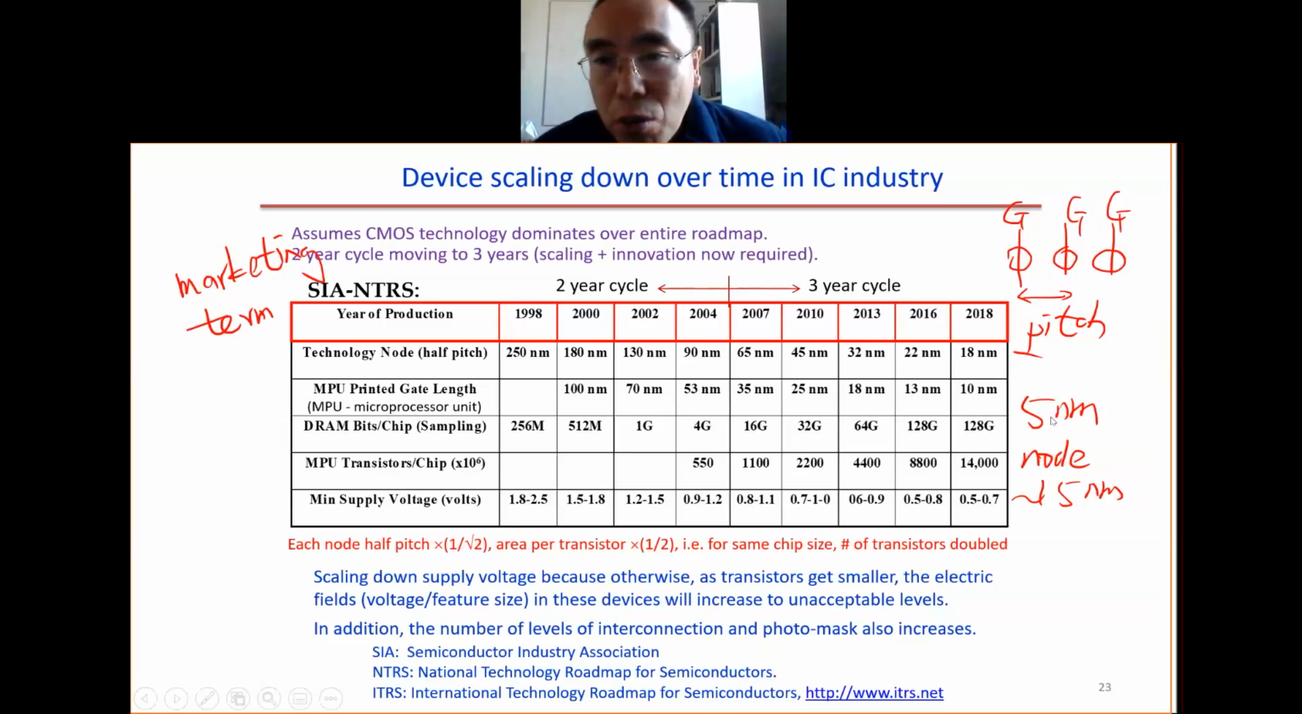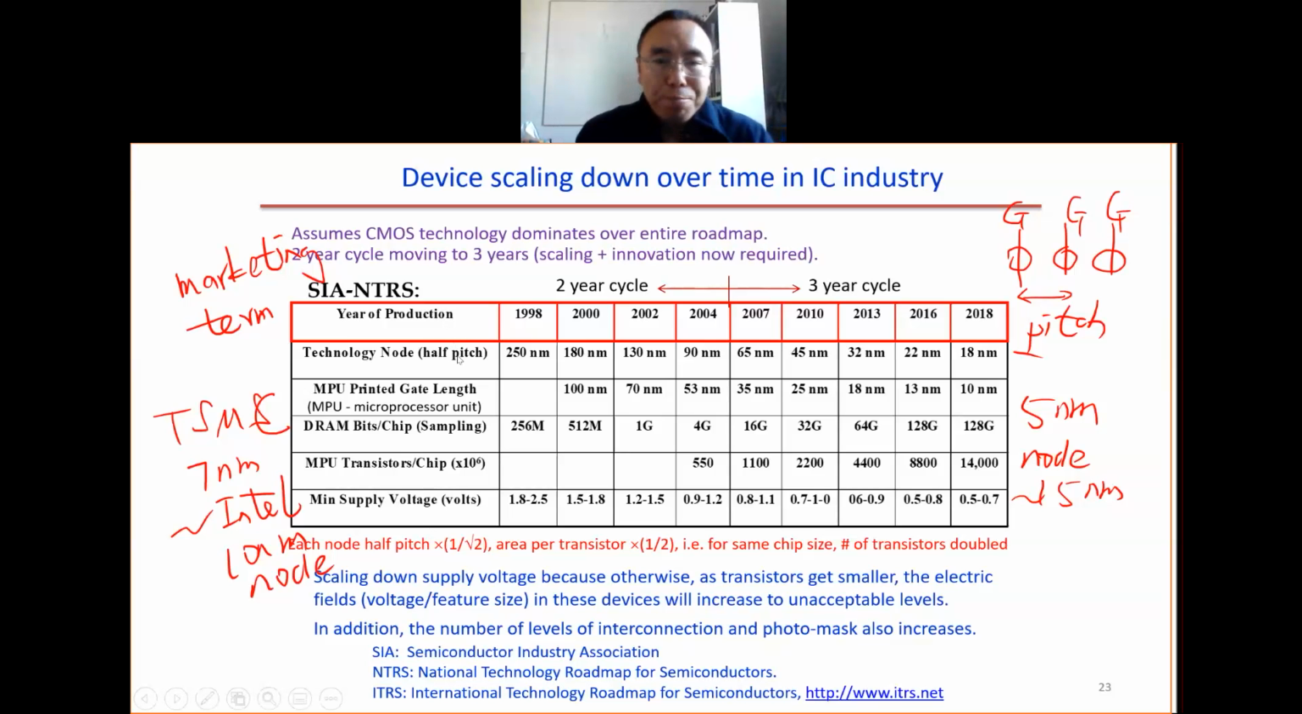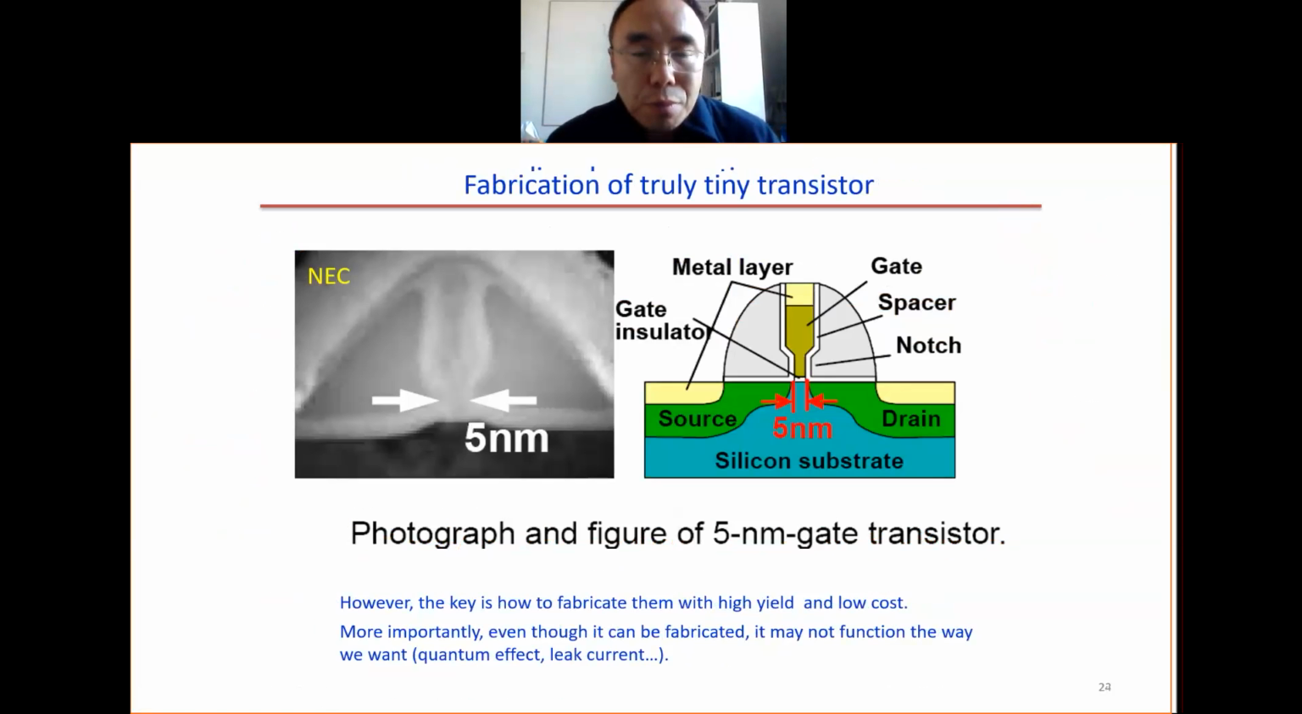So people just say the numbers. For instance, the 10 nanometer node for Intel is equivalent to the 7 nanometer node for TSMC, the Taiwan Semiconductor Manufacturing Corporation. So today, if you look at the node, it is no longer a half pitch.